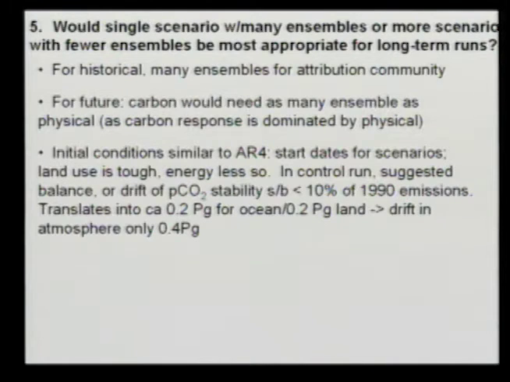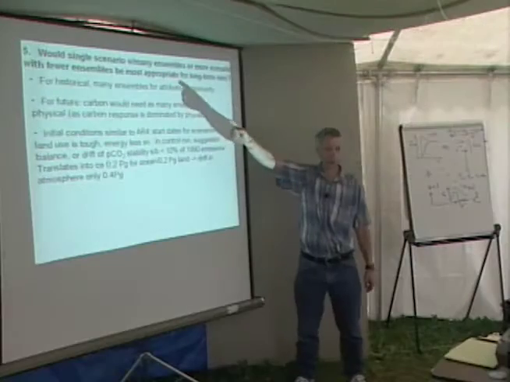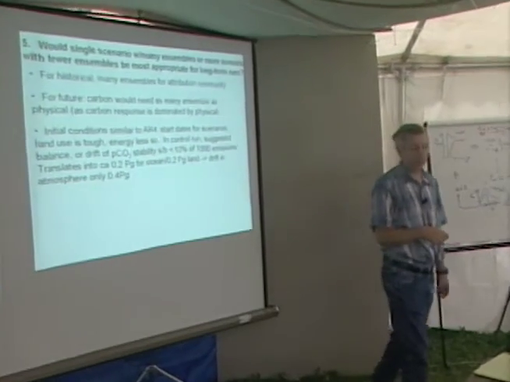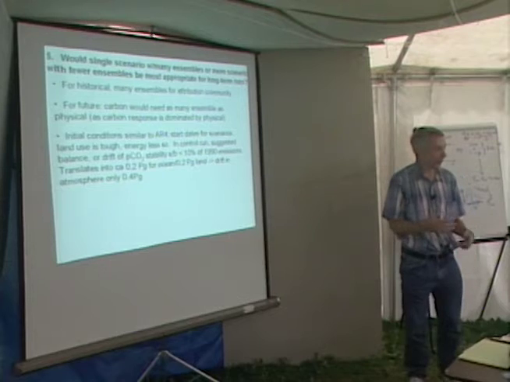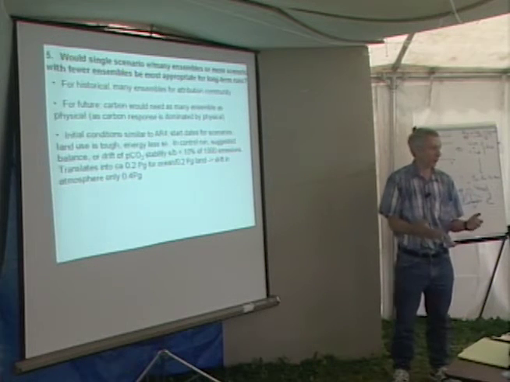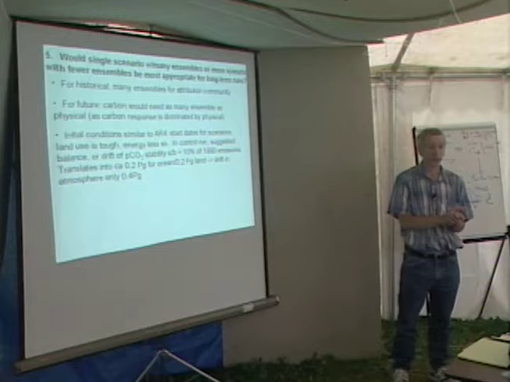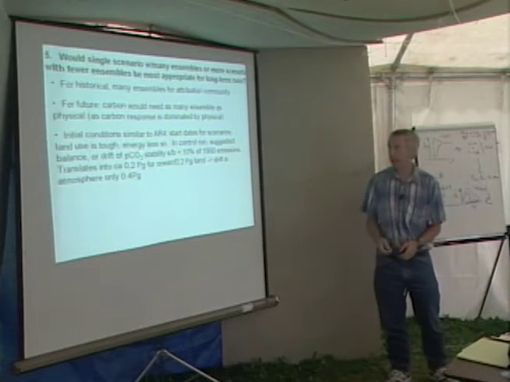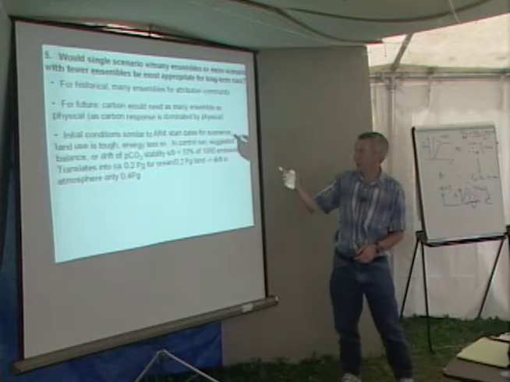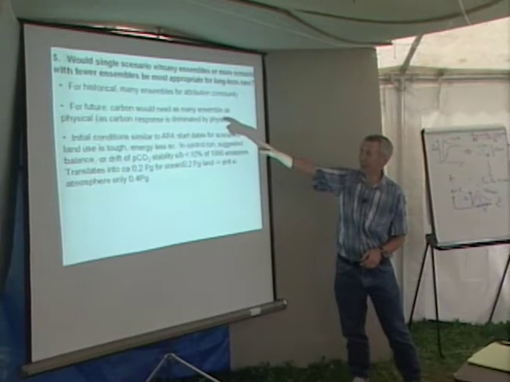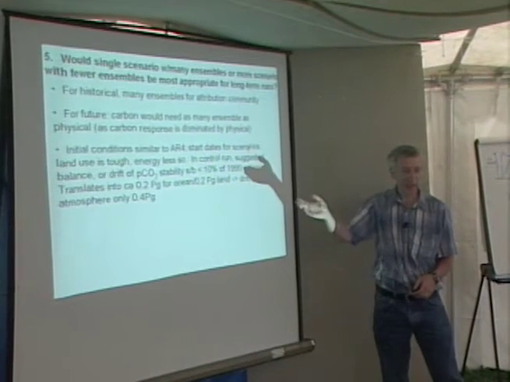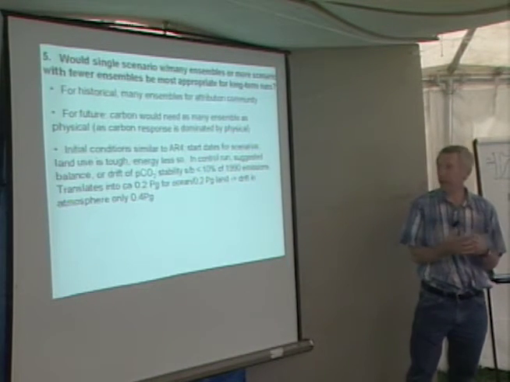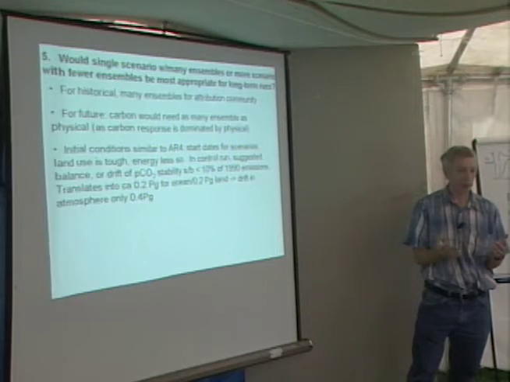This question has to do with ensembles and numbers of ensembles. We just noted in passing that for the historical forcings, the detection attribution community wants lots of ensembles. And they actually want lots of ensembles with just subsets of the forcings also. That was the same in AR4, and that's not going to change in AR5. For the future, it was thought that adding the carbon cycle in these models doesn't change the need for the number of ensemble members.